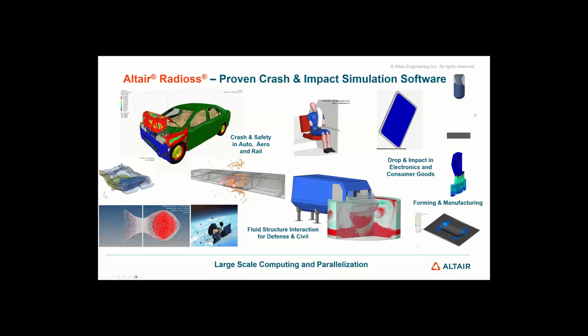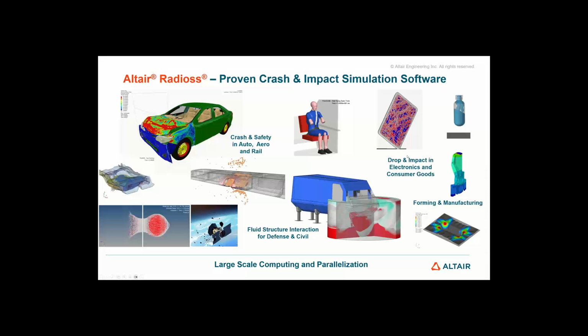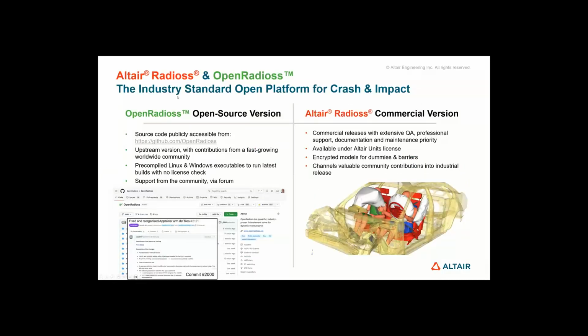Coming now to your question, what is the difference between Altair Radioss, which is the commercial version, and OpenRadioss? This is now explained in more detail here. OpenRadioss is the industry standard crash code, which is now open sourced. It is published here at GitHub, so you will find this site also on the website. It is the upstream version with contributions from a fast-growing worldwide community, which means OpenRadioss is the development version of Radioss.